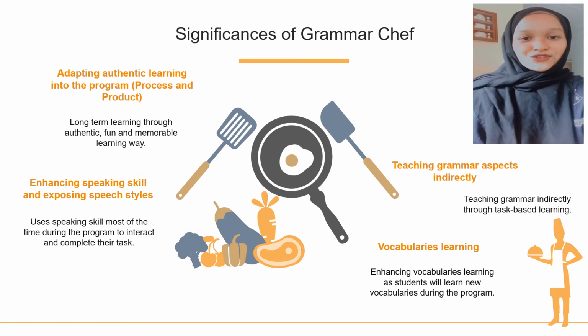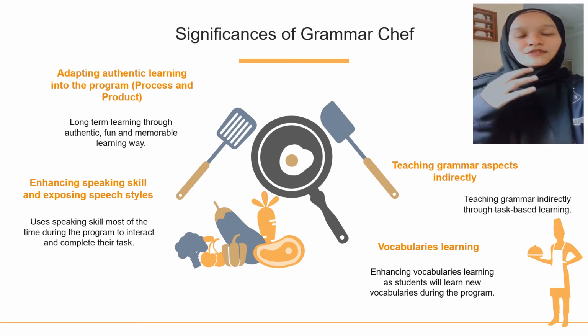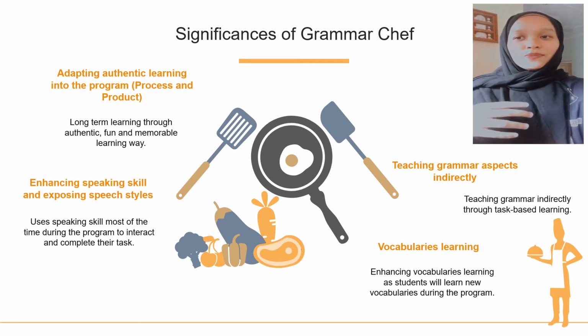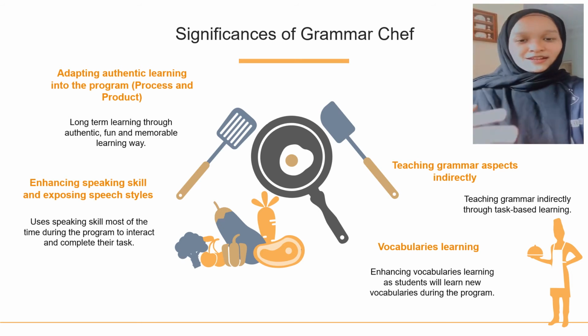Last but not least, the students will learn new vocabularies. So because vocabularies is the basis of language learning, we tried as much as possible so that the students will learn new vocabularies as they complete the task. This will happen as they will learn the name of the ingredients such as coriander, parsley, and also the names of the dinnerwares. So they will use these vocabularies in their role play as they complete their task.